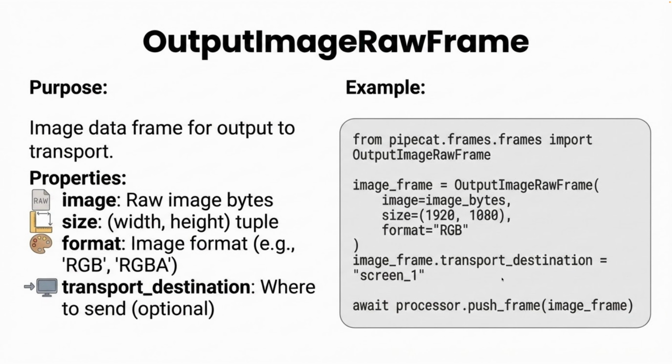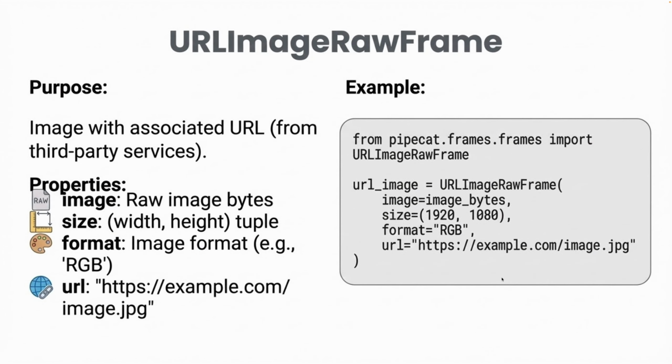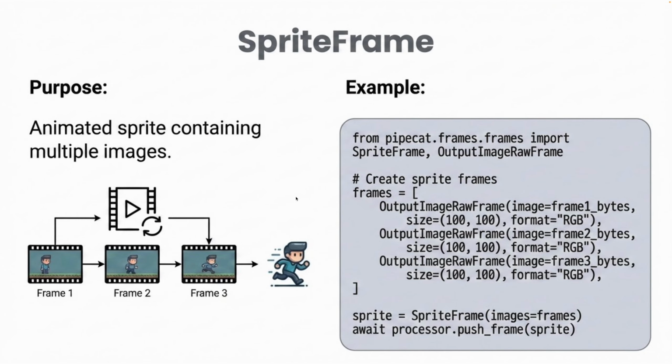frame. So this is similar to audio. This is output image, then we have URL image. So along with the image we have the URL data. So same as everything, apart from that we have this URL image as well. And then next we have sprite frame. So let's say sometimes we want animated images. So we have different frames, and we create this animation out of all of these frames on loop. So it is output image raw frame, like we have different output image raw frames, and then we create a sprite frame out of that, and then we push it.